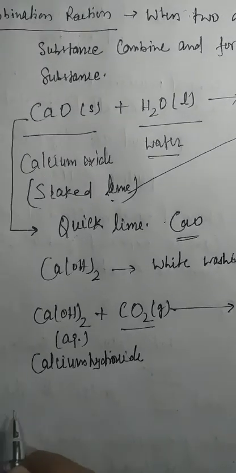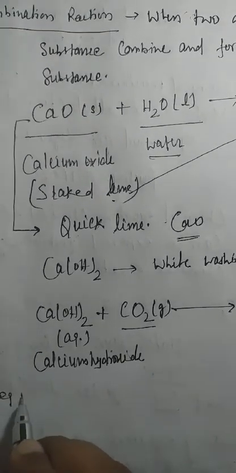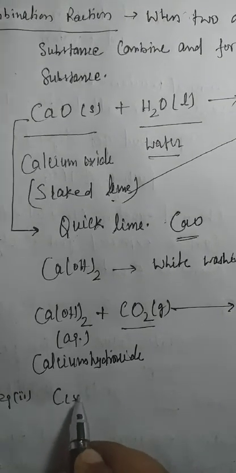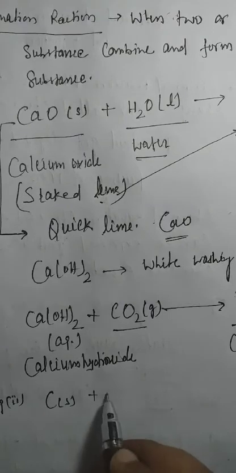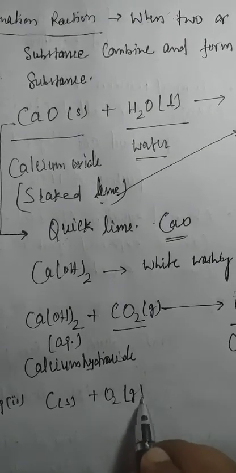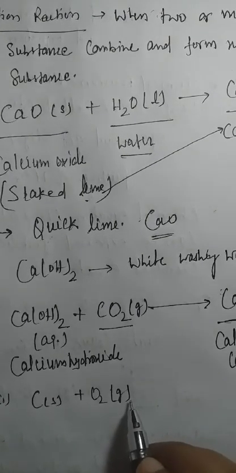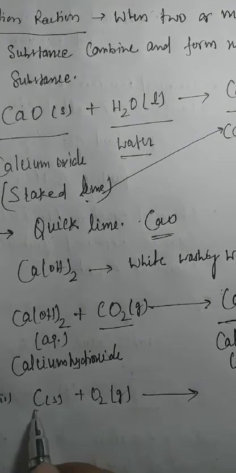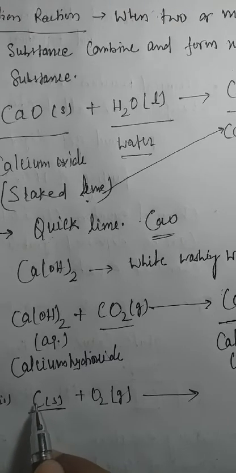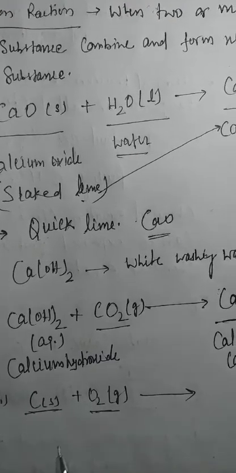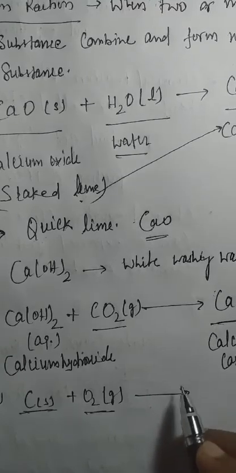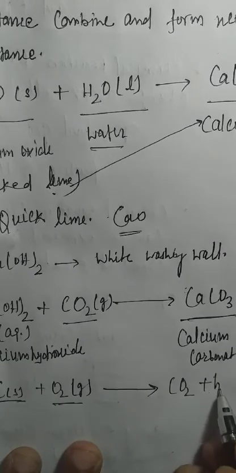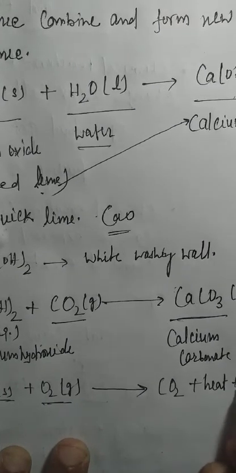Later, if you want to see the combination reaction, we are taking one more example here. Example second is carbon, which exists in solid state, reacting with oxygen, which is in gaseous state. Here we say we are just burning the coal. Coal is carbon, and it burns in the presence of oxygen in air, forming carbon dioxide plus heat and light.